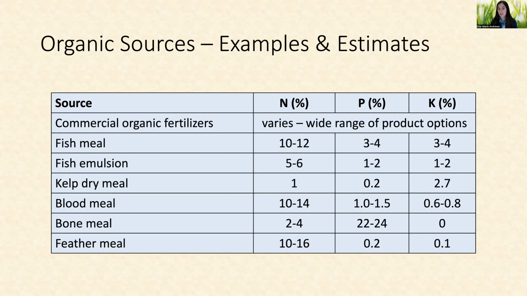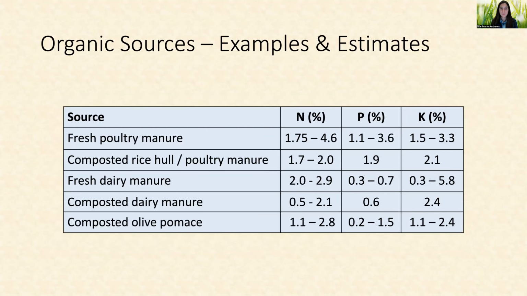Whereas, thinking about potassium, bone meal has really high, or phosphorus, my bad. So in the P column, we've got phosphorus. Bone meal has relatively much higher phosphorus. And with potassium, we have fish meal and kelp dry meal have a little bit higher potassium than some other products. So if you're really looking for a source of nitrogen, you can compare and see how much you're getting within a given product. And this sort of information is going to be on the label.